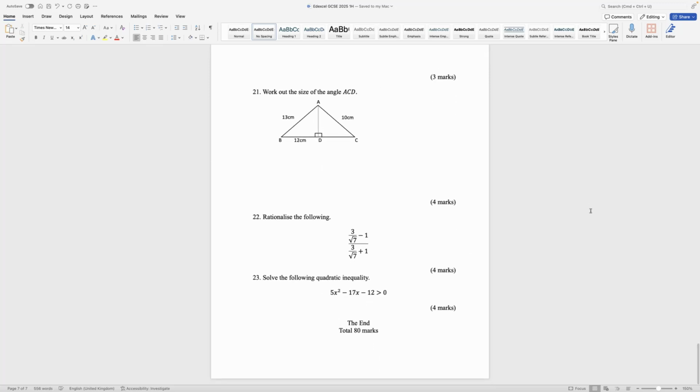Question 21. Work out the size of the angle ACD, where AB is 13, BD is 12, and AC is 10. ABD is a right angle triangle, and ACD is a right angle triangle, and BC is a straight line. Question 22. Rationalize the following. 3 over root 7 minus 1, all over 3 over root 7 plus 1. Question 23. Solve the following quadratic inequality. 5x squared minus 17x minus 12 greater than 0.